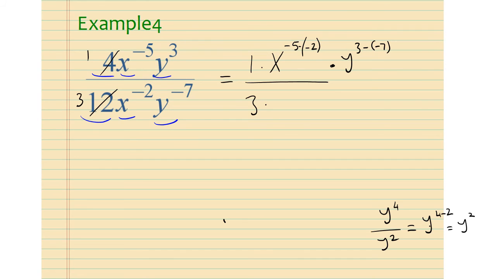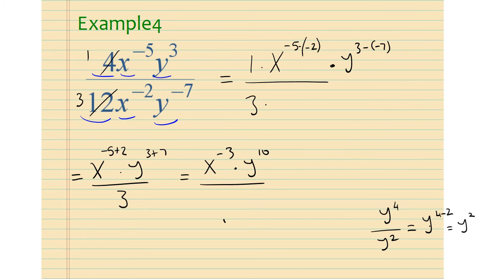Now I apply the same rule in here so that I can get x to the negative 5 plus 2 times y to the 3 plus 7 over 3, which would be equal to x to the negative 3 times y to the 10th power over 3.